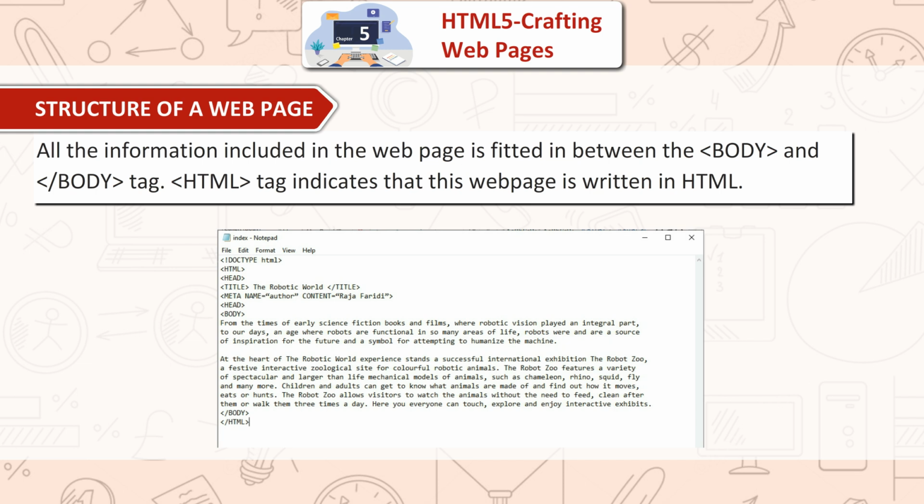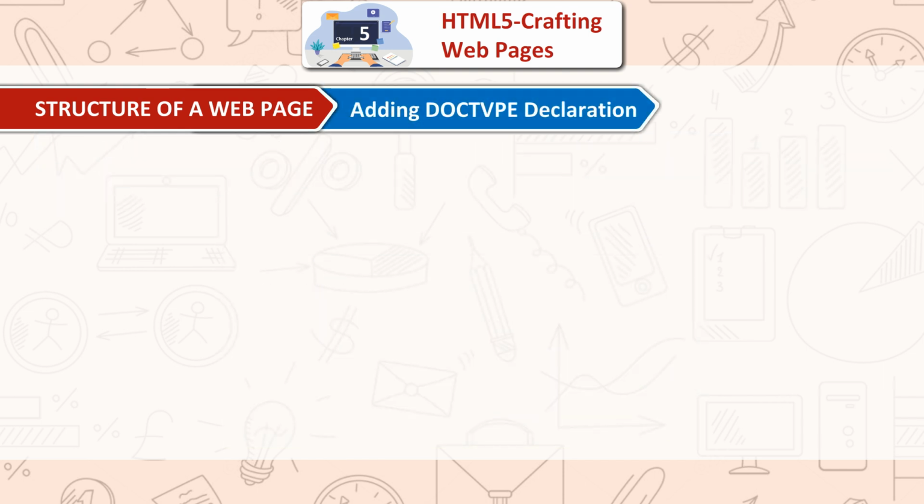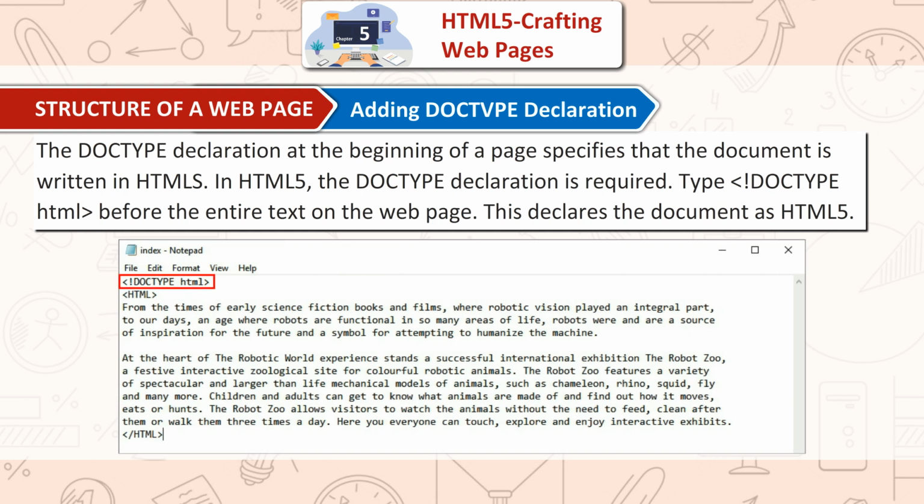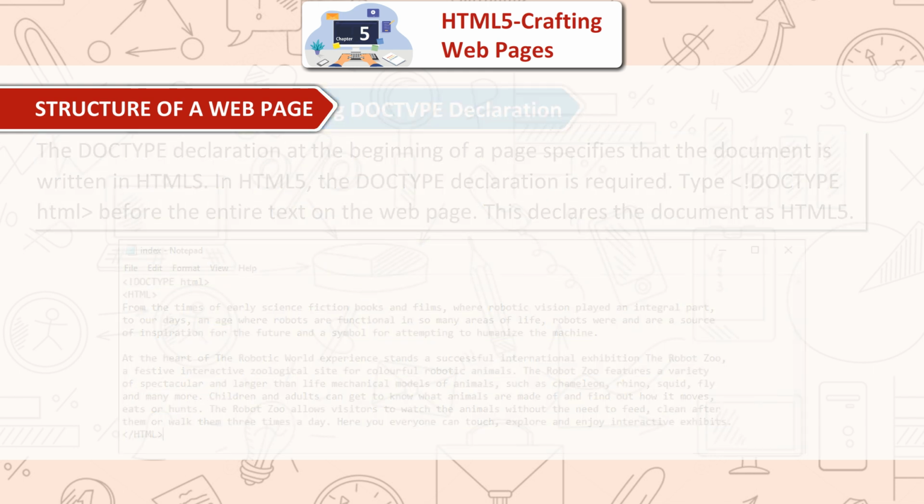The html tag indicates that this web page is written in HTML. Adding doctype declaration. The doctype declaration at the beginning of a page specifies that the document is written in HTML5. In HTML5, the doctype declaration is required. Type doctype html before the entire text on the web page. This declares the document as HTML5.